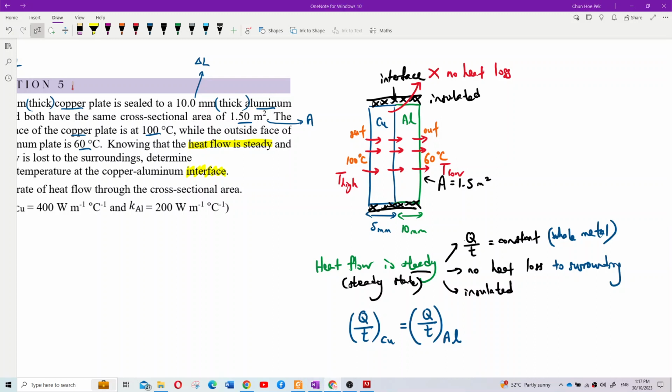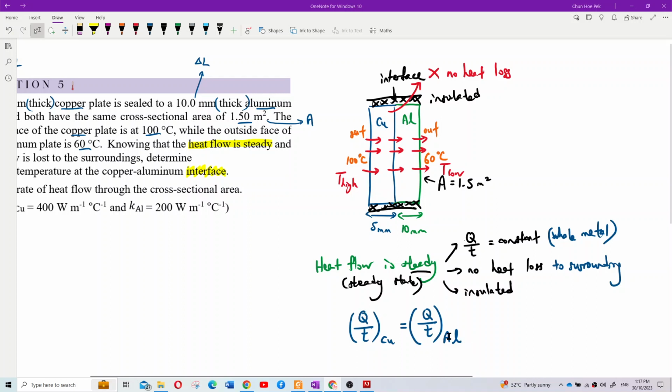That means heat will be lost in the middle, and so the heat flow at copper is not the same as the heat flow at the aluminium. That means heat flow at copper must be more than heat flow at aluminium. Understand? But now because it's insulated, no heat is lost to the surrounding, so the heat flow is steady, or that means heat flow is constant through the whole metal. So we can write heat flow at copper equals heat flow at aluminium.